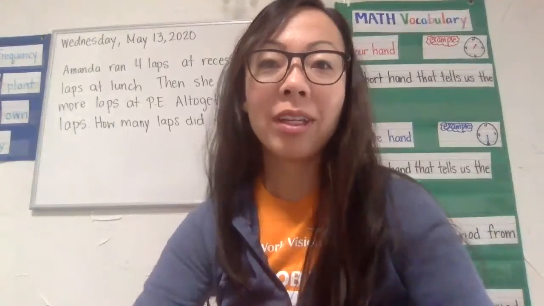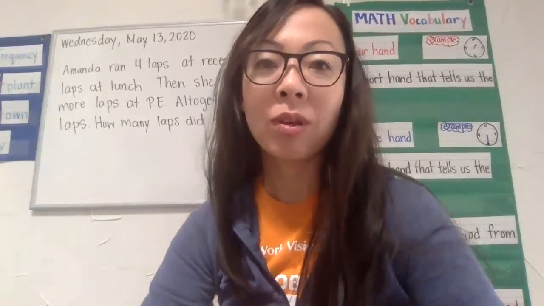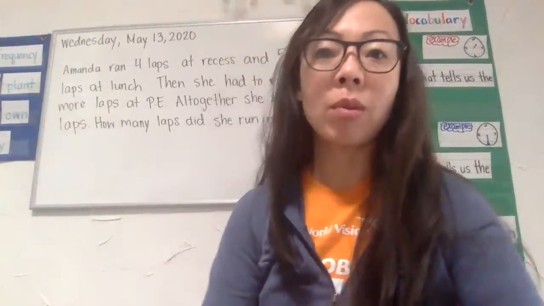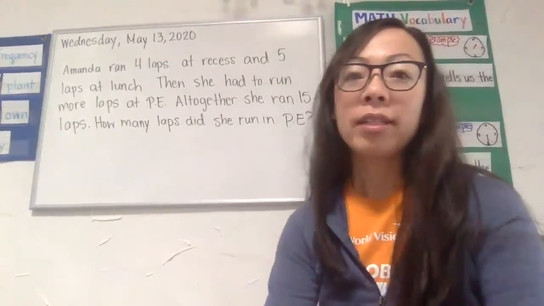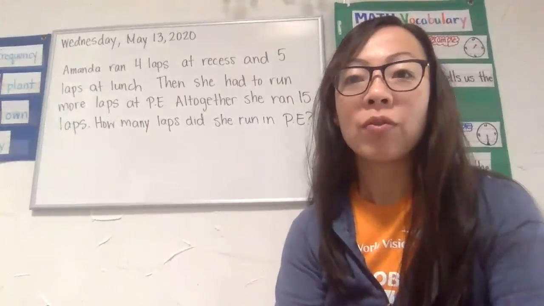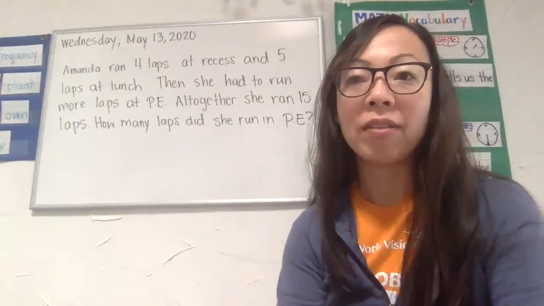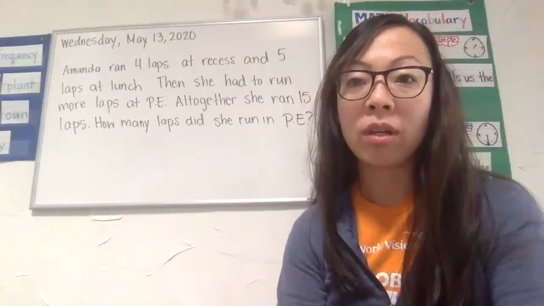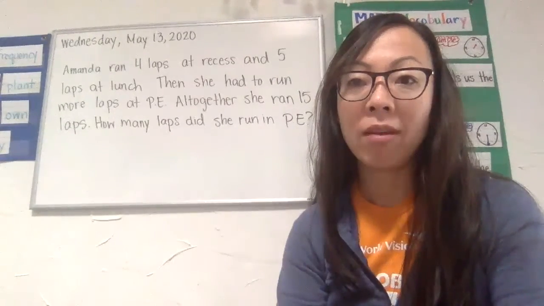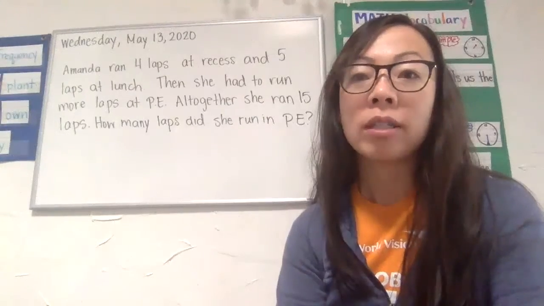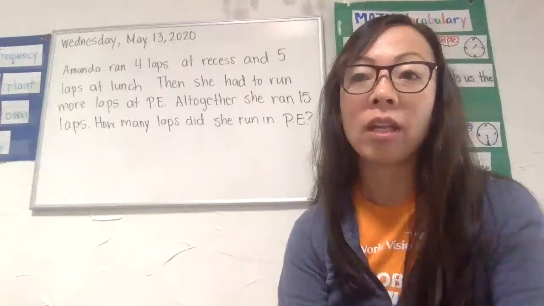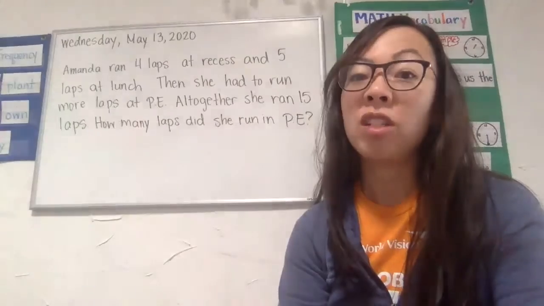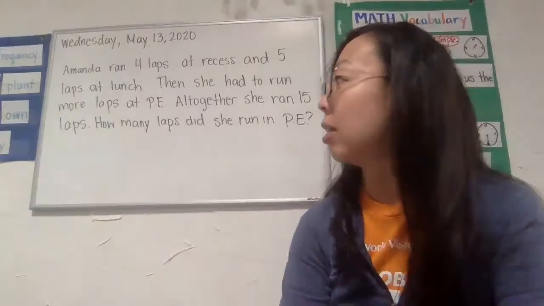In math, we've been taking a look at two-step word problems and telling time. Let's take a look at a problem today. In today's problem, we see that Amanda ran 4 laps at recess and 5 laps at lunch. Then she had to run more laps at PE. Altogether, she ran 15 laps. How many laps did she run in PE?